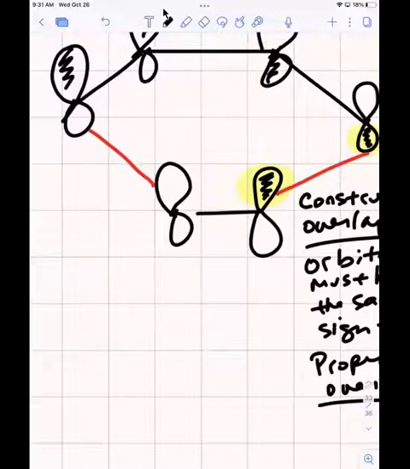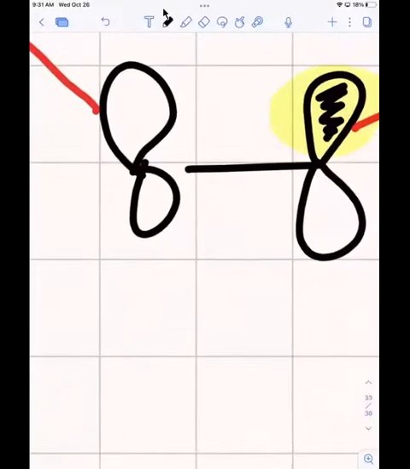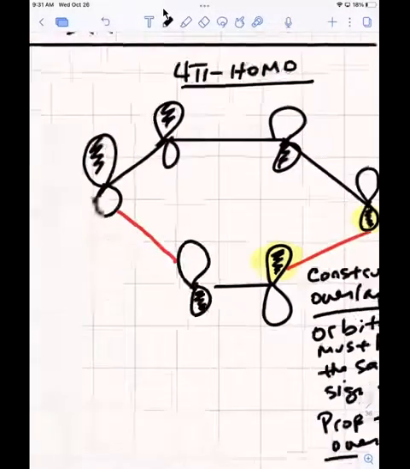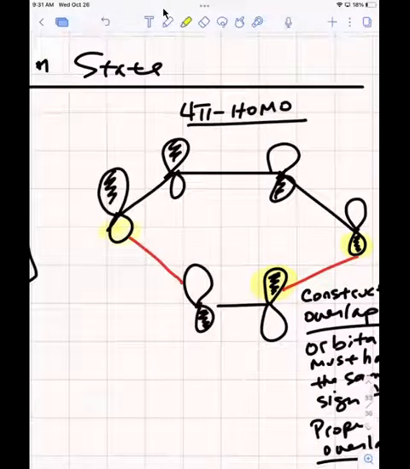Go ahead. It's okay. It's gonna be shaded on the bottom right here, right? Yeah. Because this is unshaded. And so in order for it to properly overlap, they got to both have the same sign, right? That's constructive overlap. If they have opposite signs, they're going to cancel. That's destructive overlap, and you don't want that. If you're trying to make a bond, you want constructive overlap.